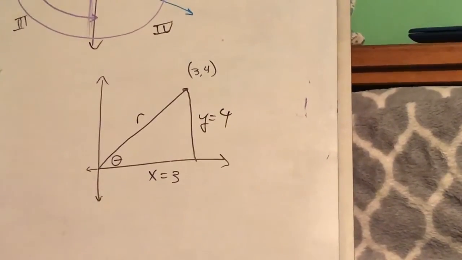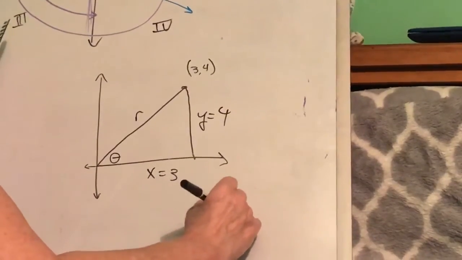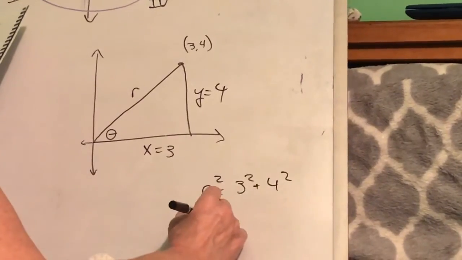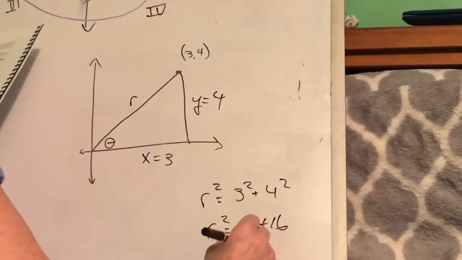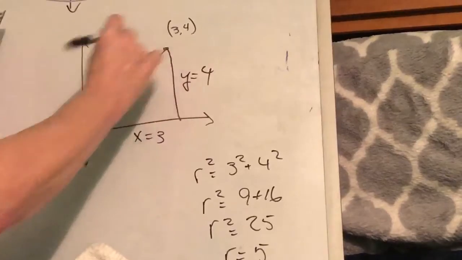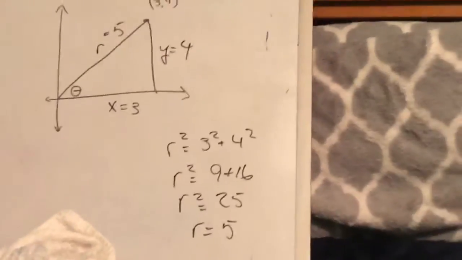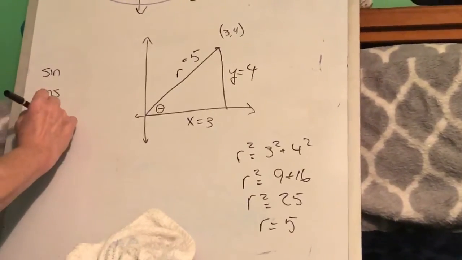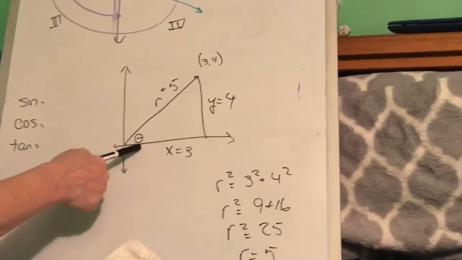How are we going to find r? We're going to use the Pythagorean Theorem. So r squared is equal to 3 squared plus 4 squared, or r squared equals 9 plus 16, r squared equals 25, or r is equal to 5. Now I can proceed, like they have at the bottom of page 422, to find the sine, the cosine, and the tangent of this triangle with this reference angle.